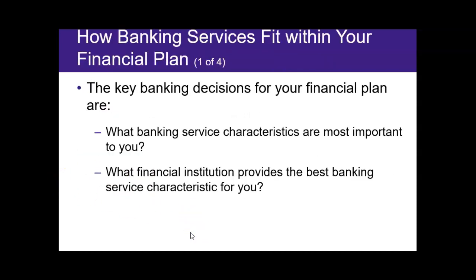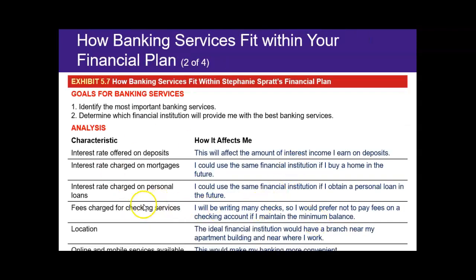Okay? So you should think about what are the most important characteristics to you when you're trying to determine where you're going to invest your money. Is it location? Is it interest rate? Is it the fees that they're charging? You have to determine what characteristics are the most important to you when trying to determine your financial institution. So again, think about the interest rate, how they impact you, the rates of mortgages, on personal loans, location. These are the factors you should be thinking about when you're trying to determine what's going to be your financial institution. Okay?